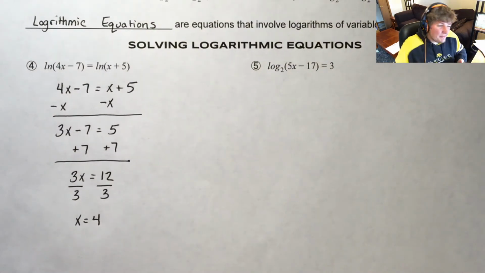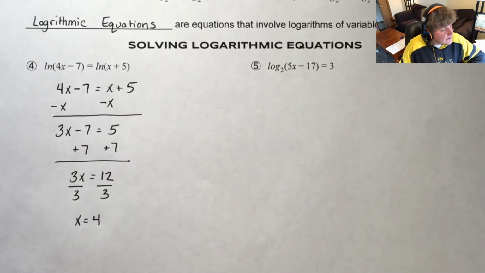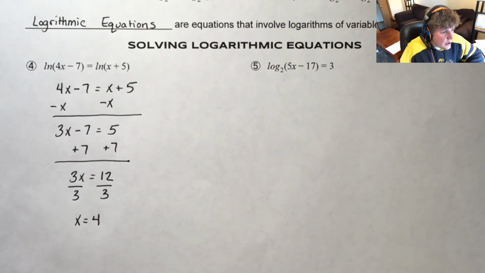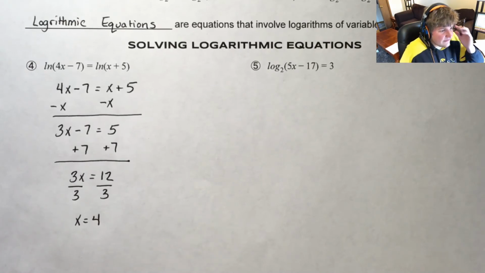Okay, so a problem like 4, I'm hoping really won't give you too much pause, that you can just go ahead and, when the bases are the same for the logarithms, you can just set them equal to each other. Okay, let's do number 5. Number 5 is log base 2 of 5x minus 17 is equal to 3.